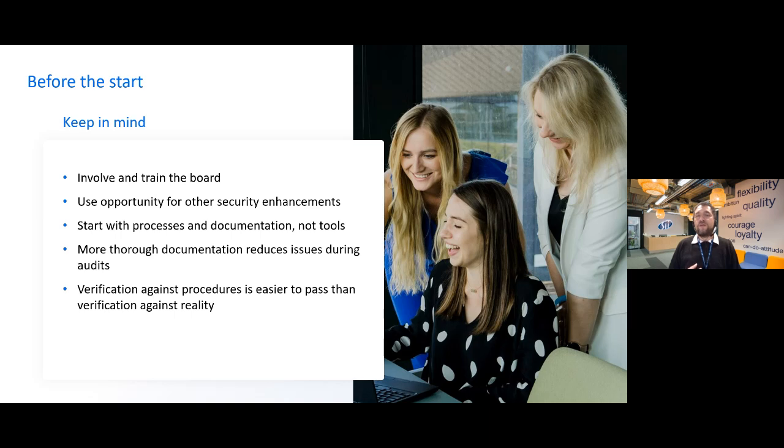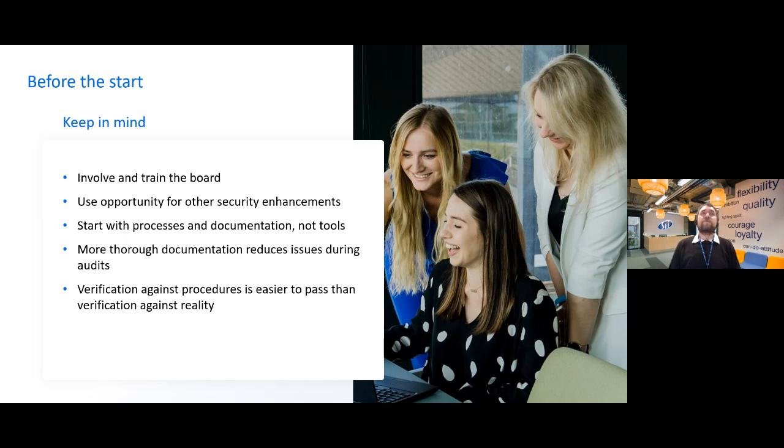So we are doing security essentials training for the board, and then we are using periodic status meetings with the board to also have some short 5-minute trainings to refresh their knowledge. Also, please use the opportunity of implementing the requirements for other security enhancements. You will need to spend time and money to be compliant, so it's worth having additional security activities, which will have good effects.